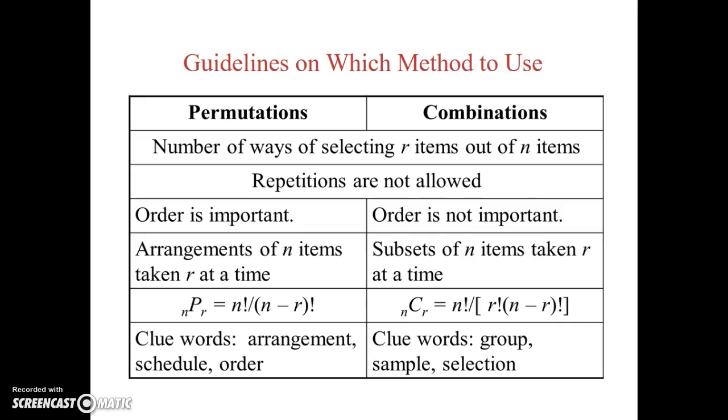So here are guidelines, mainly the clue words at the bottom are what I want you to see. We know in permutations, order matters, order is important. In combinations, order is not important, it doesn't matter. We know the formulas, I've already given you those, but these clue words can help you determine whether you're after a permutation or a combination. If you see things like arrangement, schedule, order, that's a permutation. If you want a group, a sample, or a selection, that points you towards a combination.